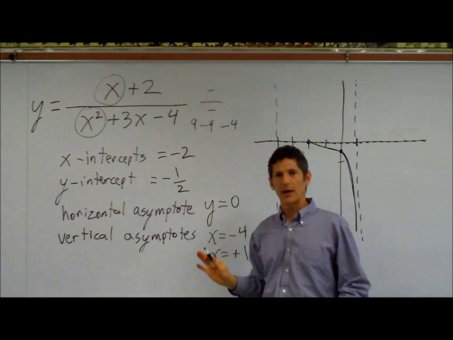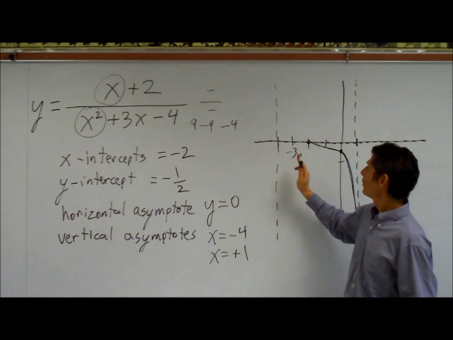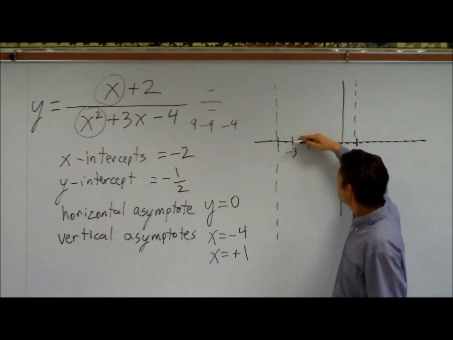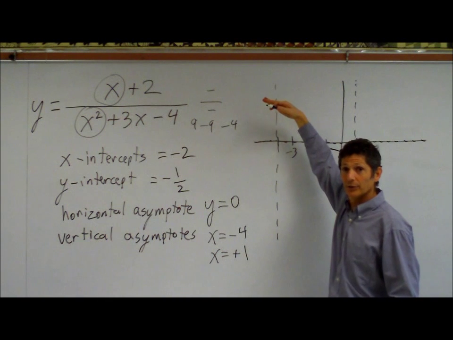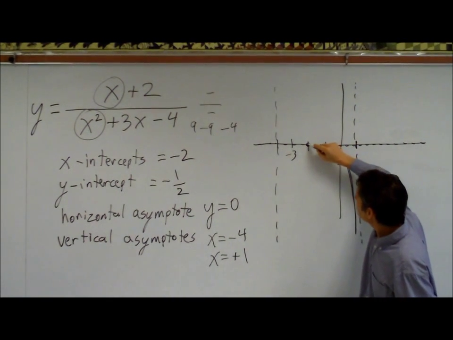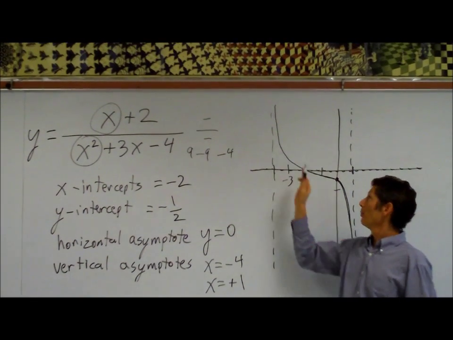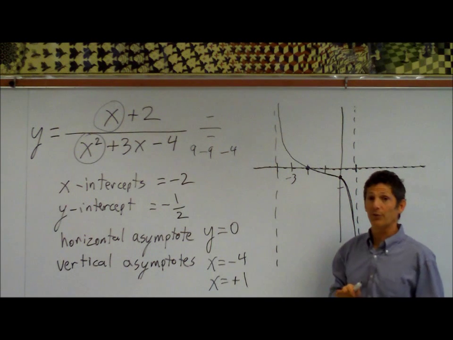I don't need to know what the value is. I'm just doing a little sign analysis here. So I know that at -3, this function is positive. It must be above the x-axis. It must have positive y values. Very nice. So I know that I must be going uphill here and approaching positive infinity as I approach the x value -4.